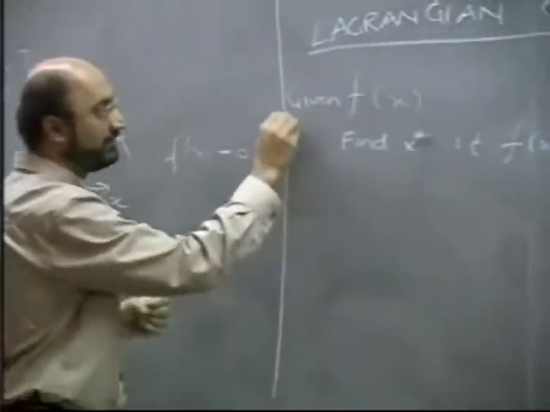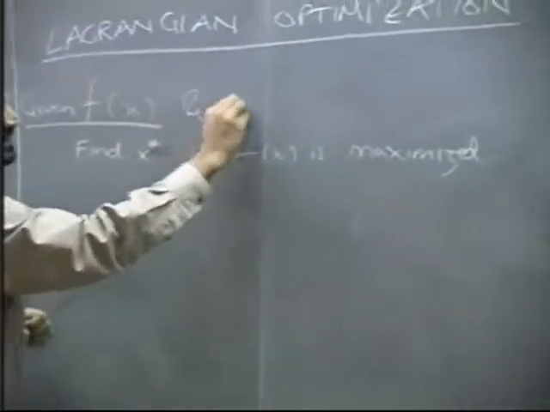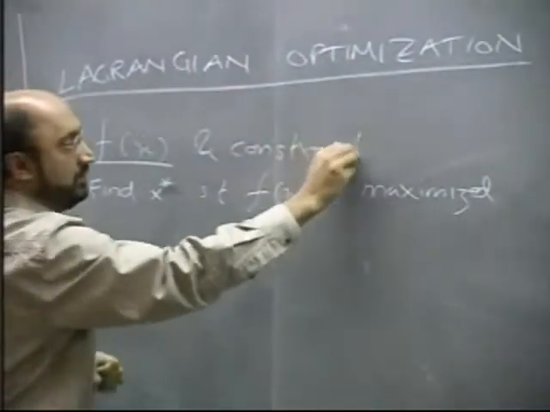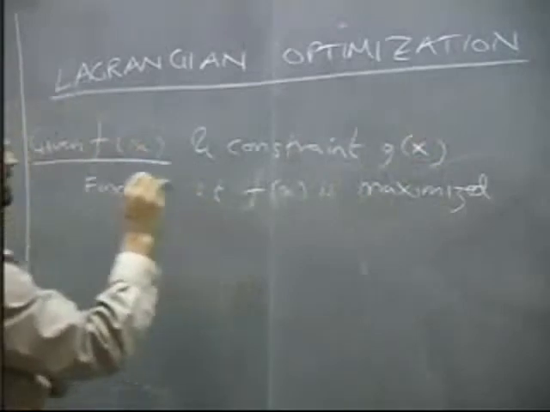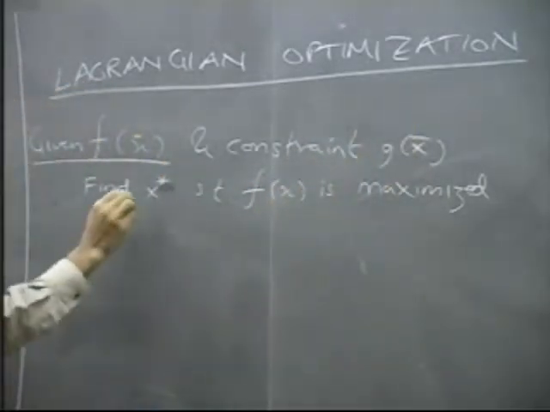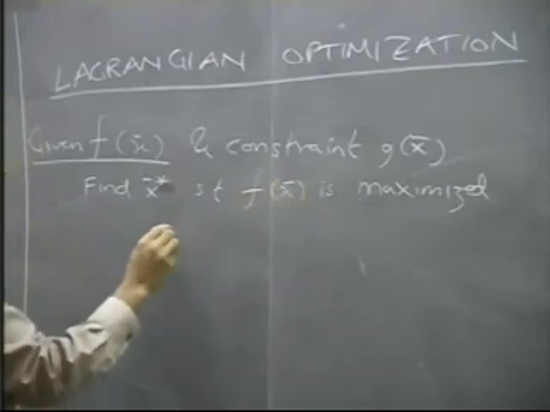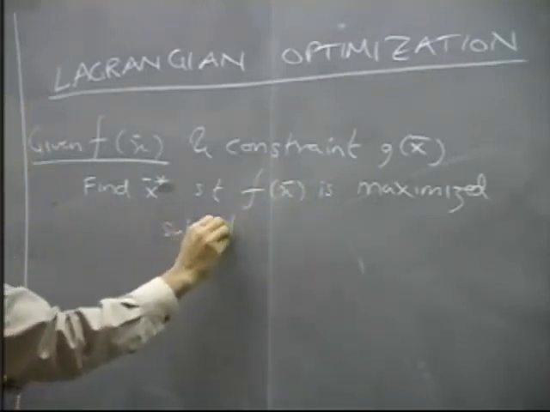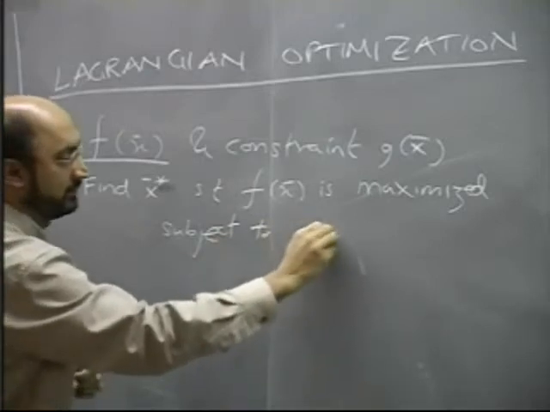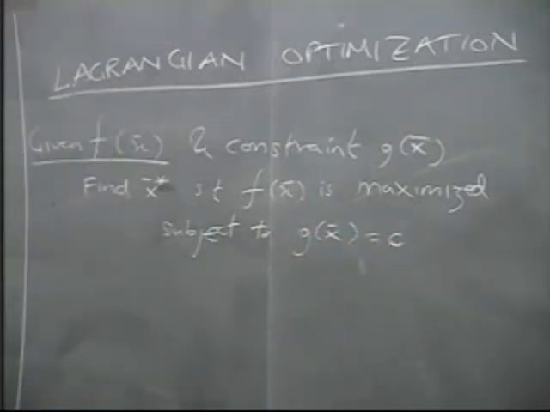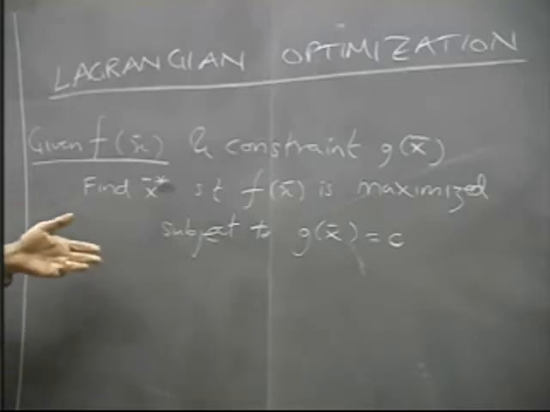But Lagrangian says, given f(x) and constraint g(x), okay, so these are again vectors, find x star such that f(x) is maximized subject to g(x) equals c. So g(x) is the constraint that says you must have g(x) equals c while simultaneously trying to maximize f(x). Okay, so this is where it becomes a little bit more interesting. If you're not given the constraint, then it's just straightforward. It's just real analysis. It's no big deal.